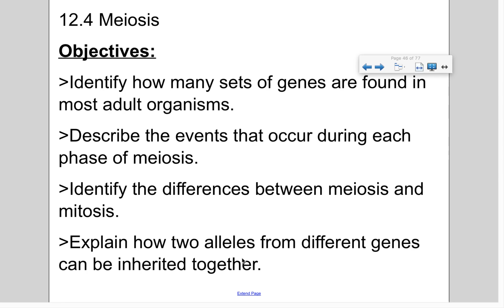Okay, so that's 12.3. Moving on to 12.4, which is meiosis. So we're going to look at sets of genes that are found in adult organisms, specifically humans, and then describe the events of meiosis, break it down into its 8 phases. I know it's a lot, but they're not that hard. And then, we didn't get to this today, identifying the differences between meiosis and mitosis and comparing them, and then explain how two alleles from different genes can be inherited together, basically just looking at crossing over and gene mapping.